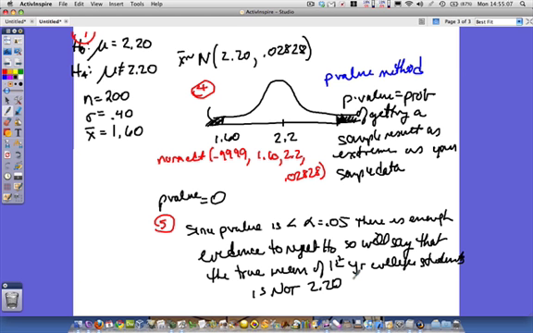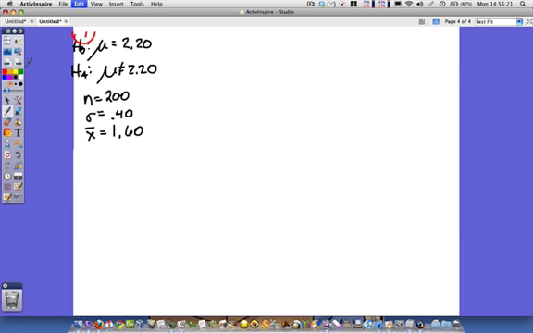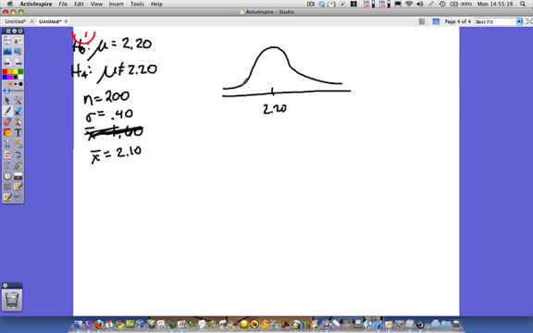Okay, cool. Let me show you one thing here. Let's suppose our sample result was something a little bit closer to 2.2, and I'll show you how that works. Let me put the hypotheses up here again. Let's suppose that instead of 1.6, our sample mean was 2.10. So we'll do that instead. The distribution is going to look basically the same, still have a mean at 2.20, but now we're going to figure out our p-value based on more extreme than 2.1.